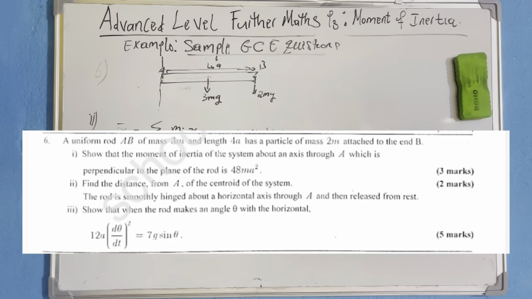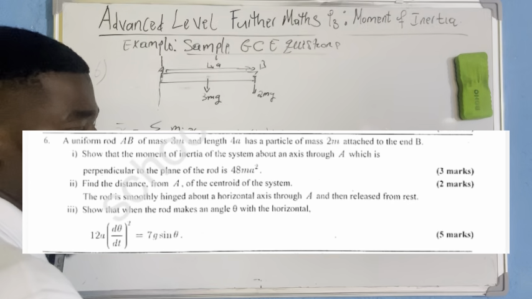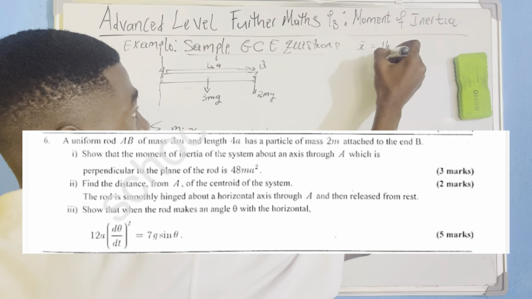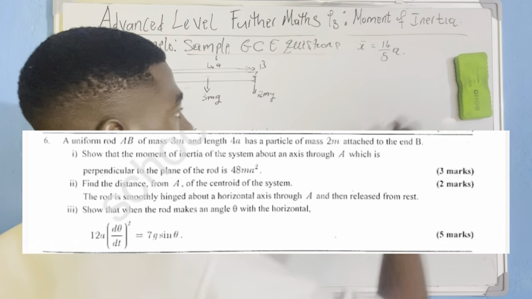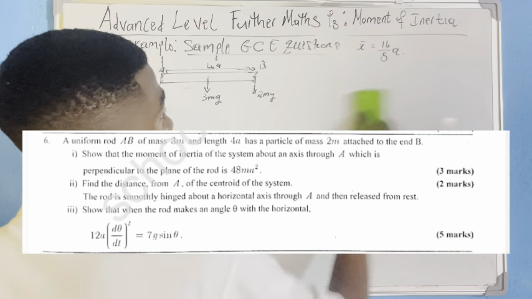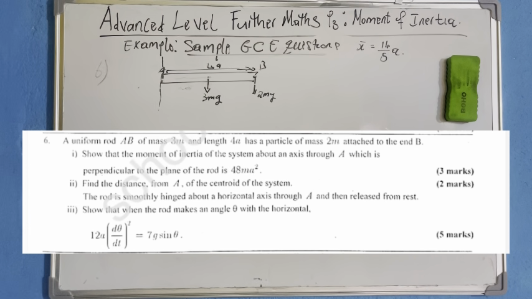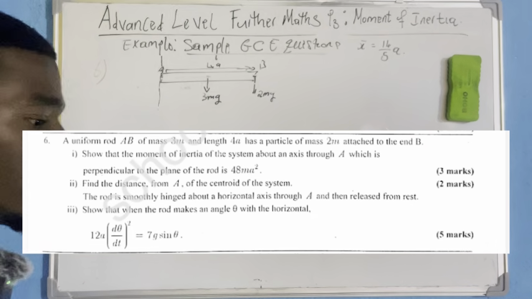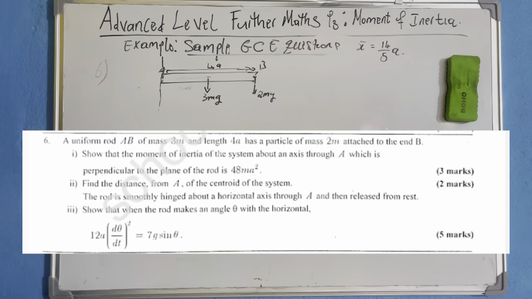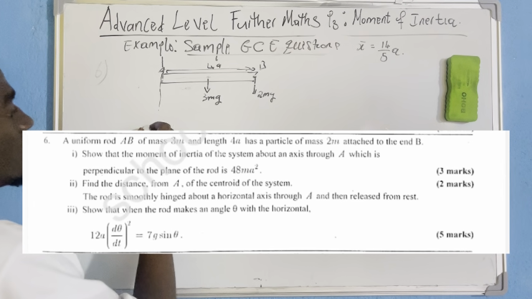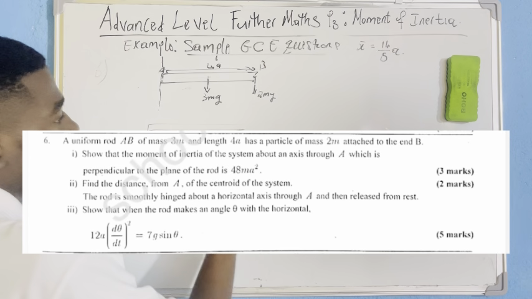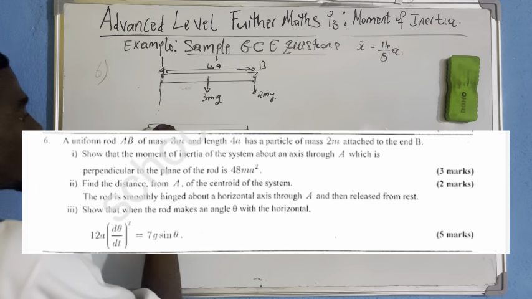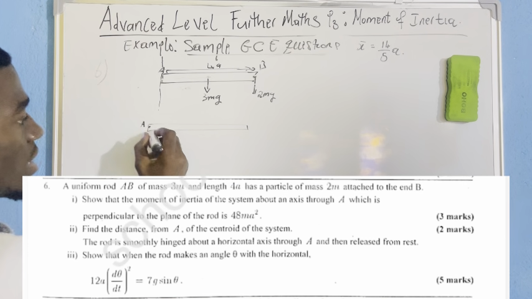Then let us proceed with the next question. The root, let me put it here, I think that we will use it. It means that our x bar here is simply 14a over 5. Okay, then they are saying the root is smoothly hinged about a horizontal axis at A and then released from rest. So this is the root. We smoothly hinge it about A, about a horizontal axis like this.